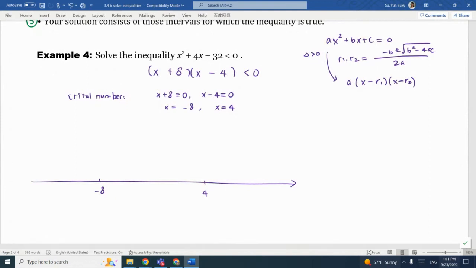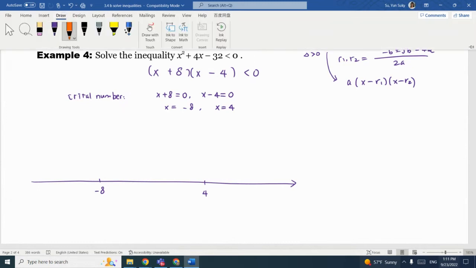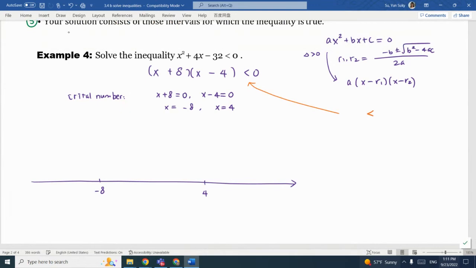Then it depends on the problem. If you see less than or greater than, you put an open circle on those critical points. If you see less than or equal or greater than or equal, what do you think? Yeah, closed circle or a solid circle. In this case, do we put open circle or solid circle? Open.